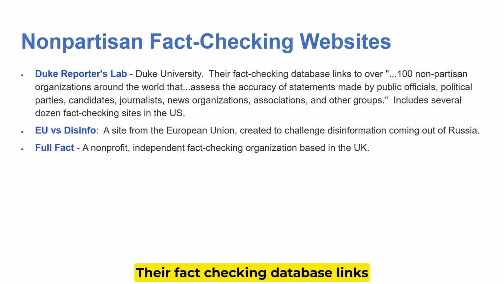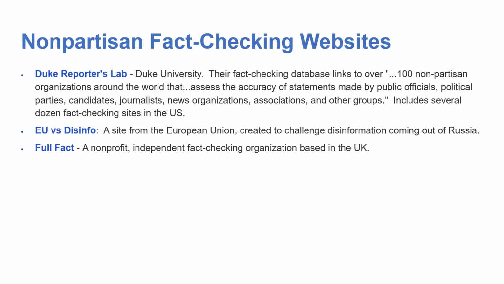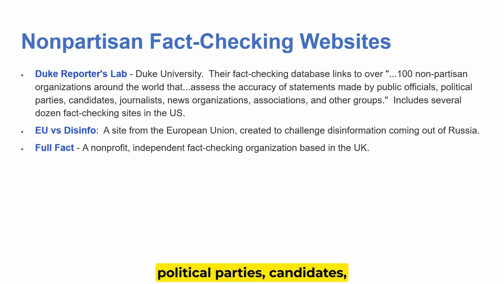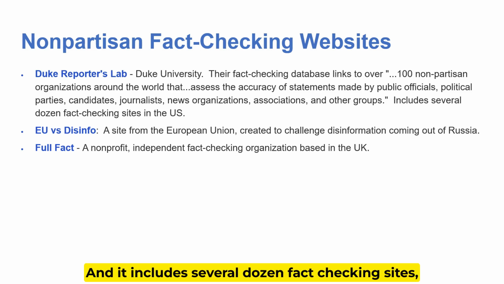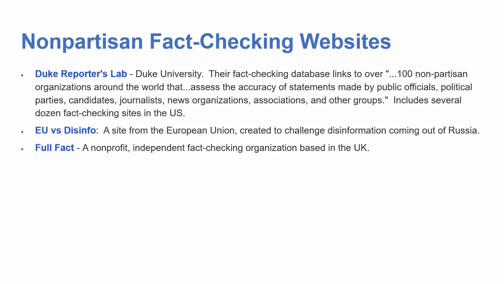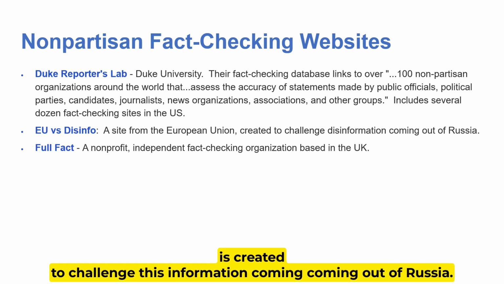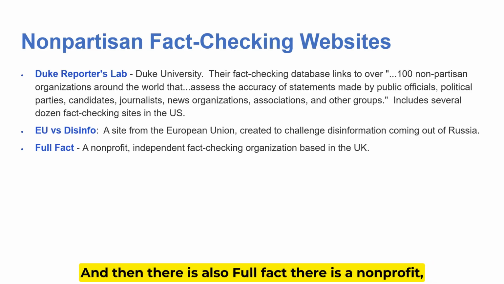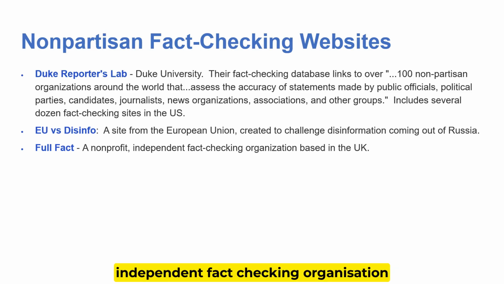Their fact-checking database links to over 100 non-partisan organizations around the world that assess the accuracy of statements made by public officials, political parties, candidates, journalists, news organizations, and so on. And it includes several dozen fact-checking sites also in the US. Also, there is EUvsDisinfo, which is a site from the European Union that is created to challenge disinformation coming out of Russia. And then there is also Full Fact. It is a non-profit independent fact-checking organization based in the UK.